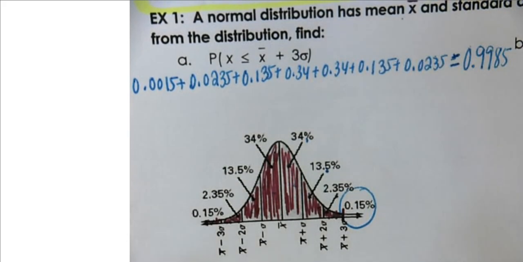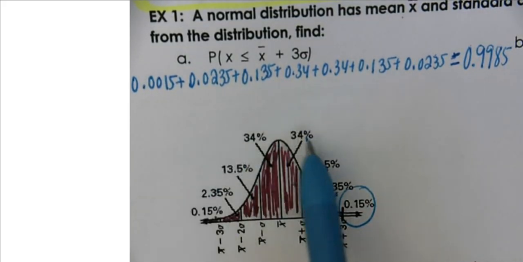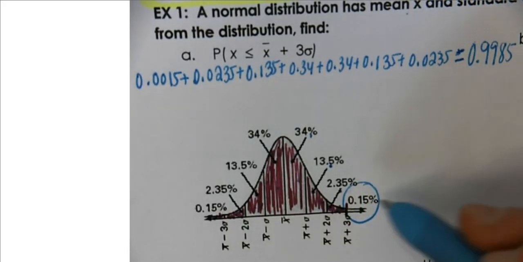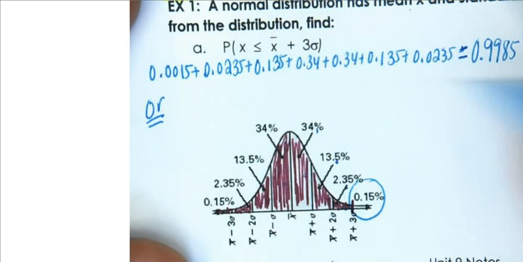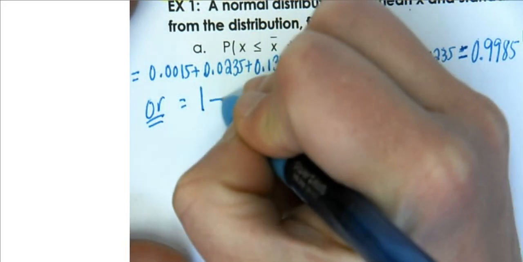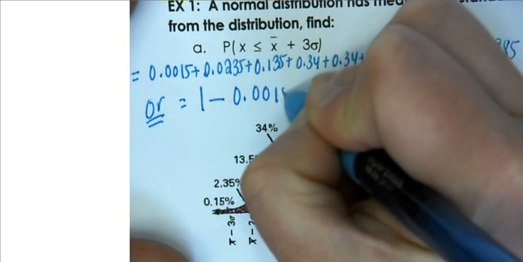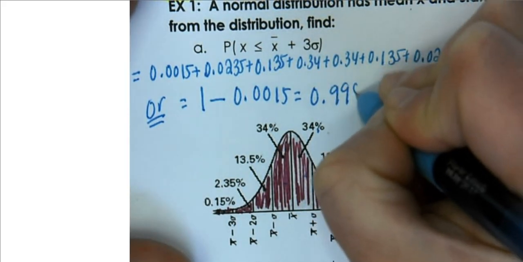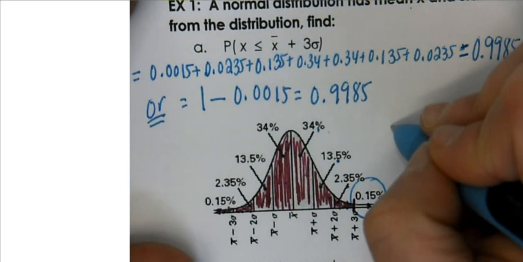So sometimes complements actually make the most sense. As we can clearly see, most of this area has been shaded. And that is really easy to see. And the only part that we don't want is this section right here. So another way that we can express our probability is to write that this is equivalent to 1 minus 0.0015. And that number also equals 0.9985.